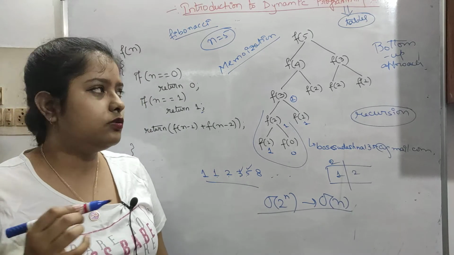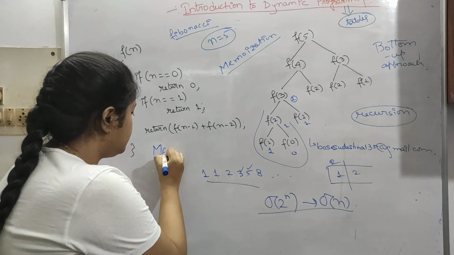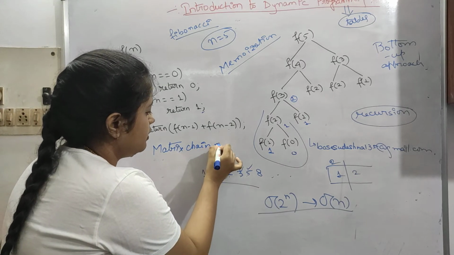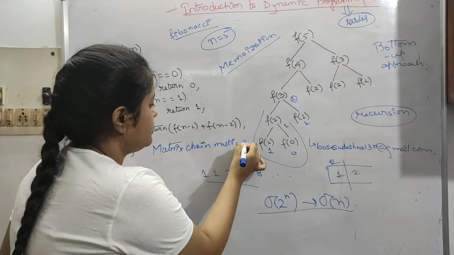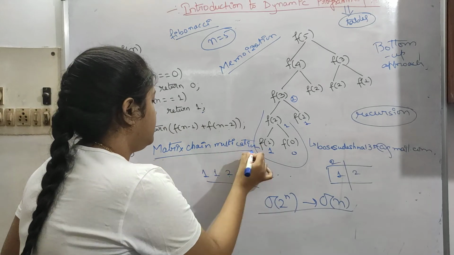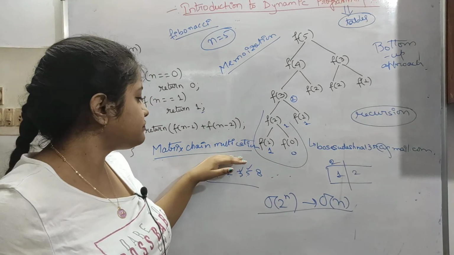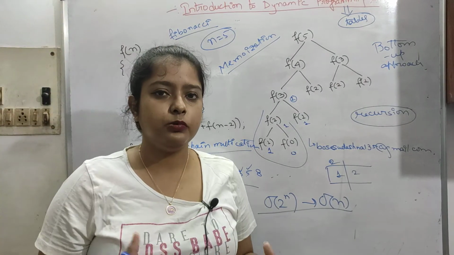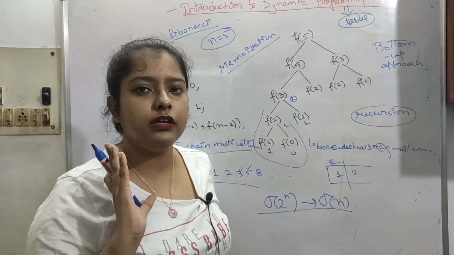So there are examples. First we will start with matrix chain multiplication, then we will do LCS and all. Matrix chain multiplication is our first dynamic programming problem. We will do one by one. I hope this is understandable. Even if it's not, with more examples it will be clear to you. So keep watching.